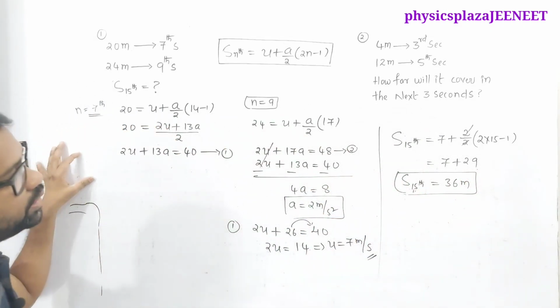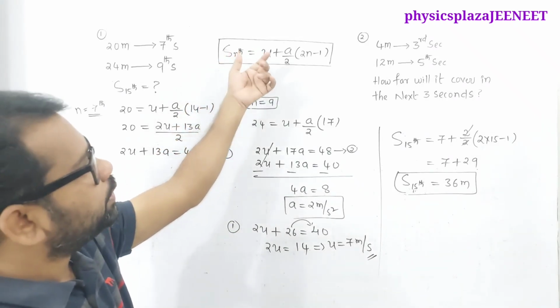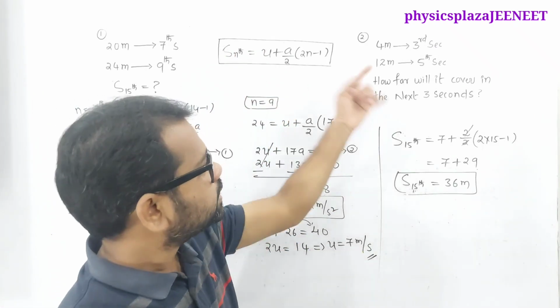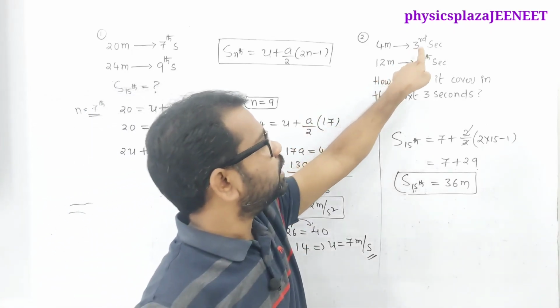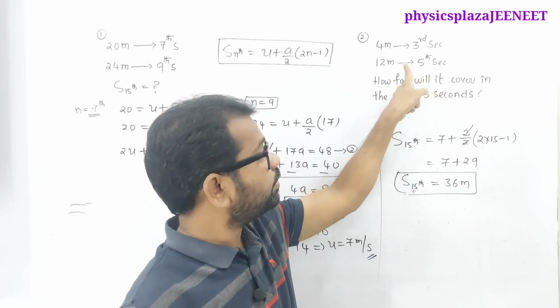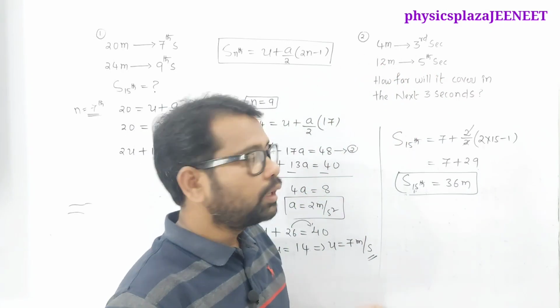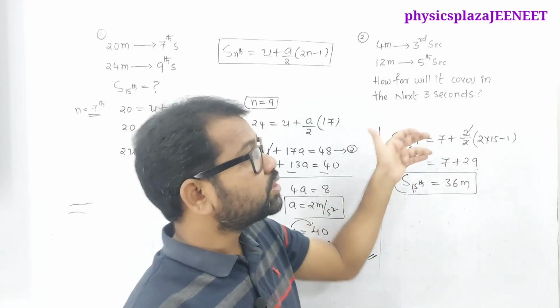So this is how we need to solve the numericals based on Snth is equal to u plus a by 2 into 2n minus 1. Children, second numerical. It is given that a body in the third second is covering 4 meters, and in the fifth second it is covering 12 meters, and they are asking us to calculate how far it will cover in the next 3 seconds.